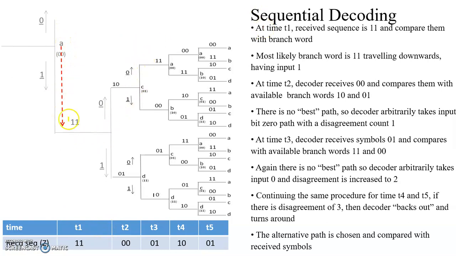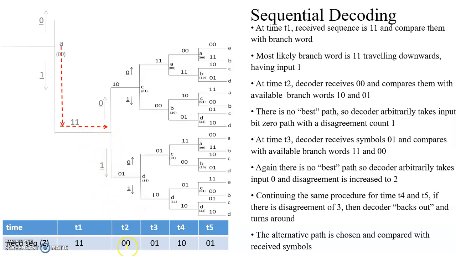Why? Because this 1 1 output is compared with the receive sequence. If it matches, then we are going to travel in this direction only. So this 1 1 is matching with this 1 1. Then we are at over here at time period T2.